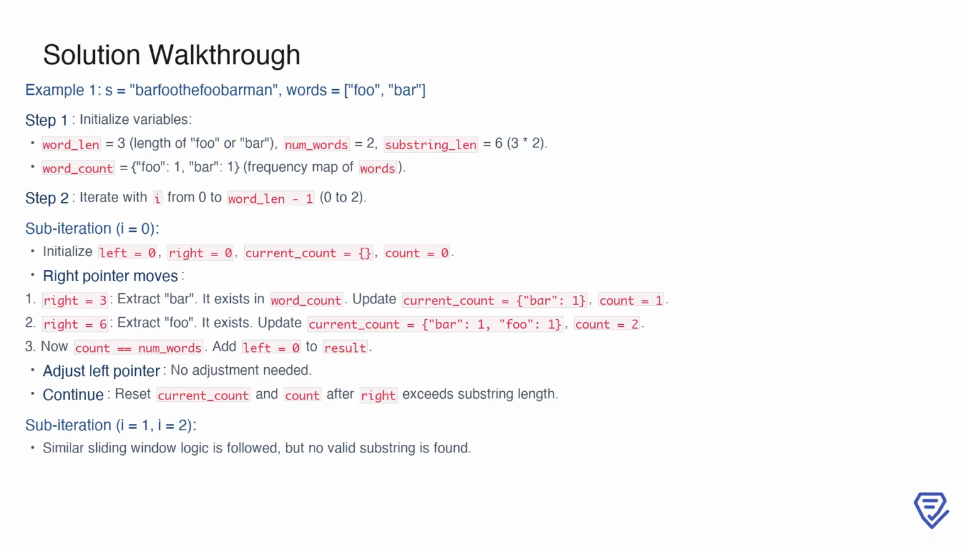To solve this problem, let's start by analyzing example 1, where the string S is "barfoothefoobarman" and the list of words is "foo", "bar". First, we initialize some key variables.